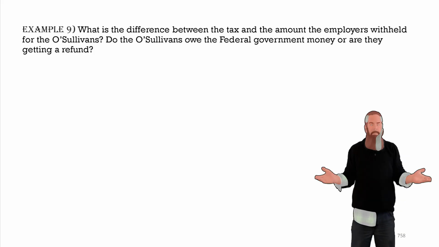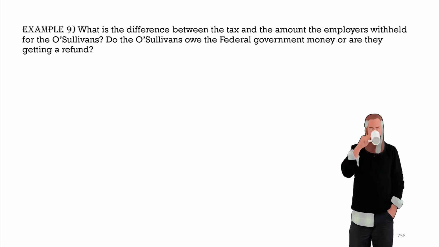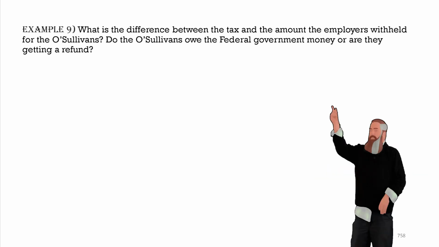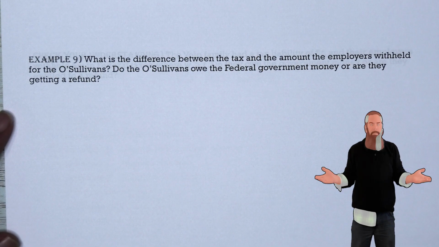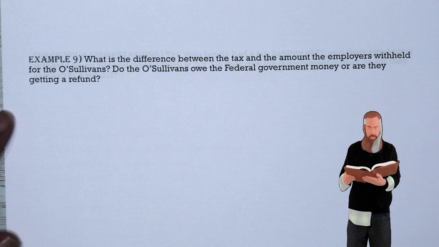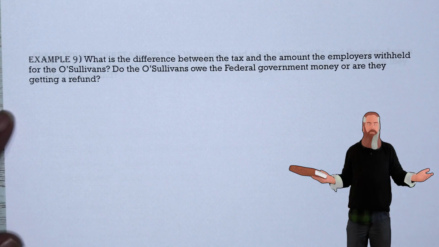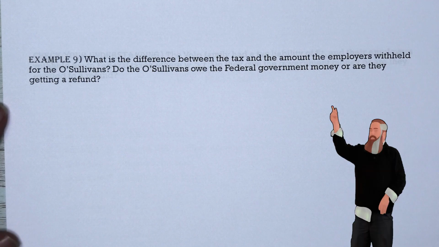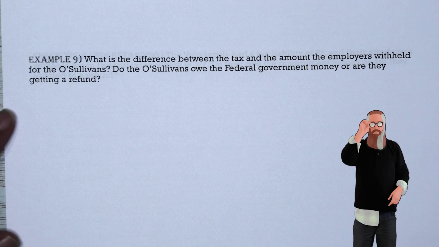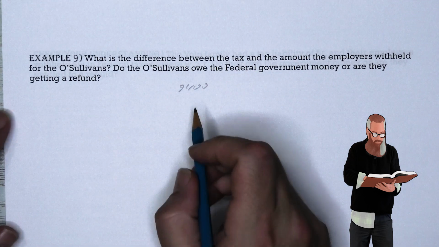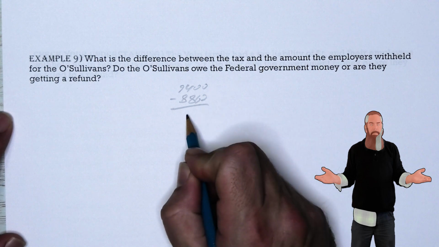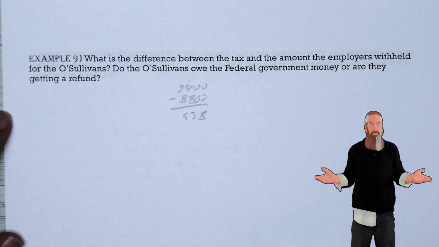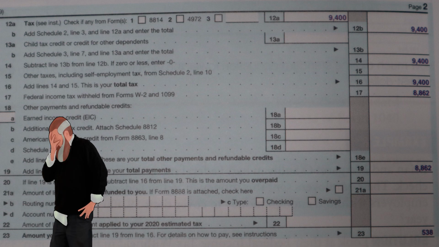What is the difference between the tax and the amount the employers withheld for the O'Sullivans? Do the O'Sullivans owe the federal government money, or are they getting a refund? The O'Sullivans' tax liability from the tax table was $9,400. Their employers withheld $8,862. Since $9,400 is greater than $8,862, the O'Sullivans owe the government money. So we're going to take $9,400 and subtract $8,862 to get $538. This amount is entered into line 23 of Form 1040.